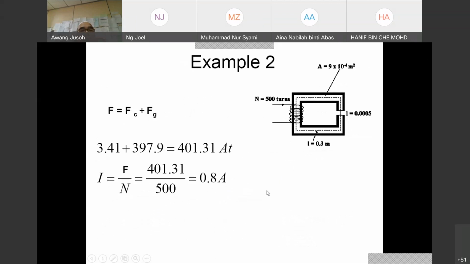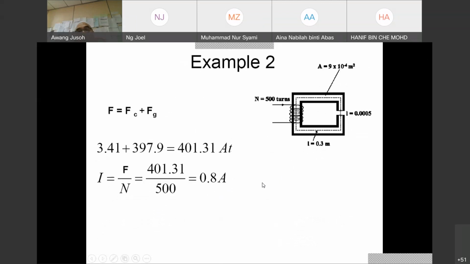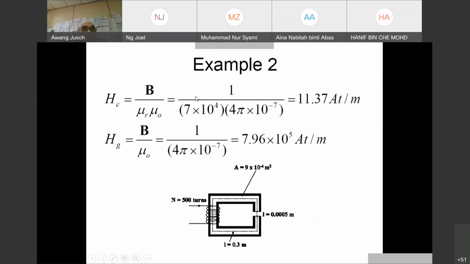Okay, so we find the current now. What about the flux intensity? Formula again. This is all formula. So just this formula, B equals mu R mu naught H. B is mu H. H equals B divided by mu. For the core, you need to divide by mu naught mu R. Then you can find the core, which is, you can see the field strength now.